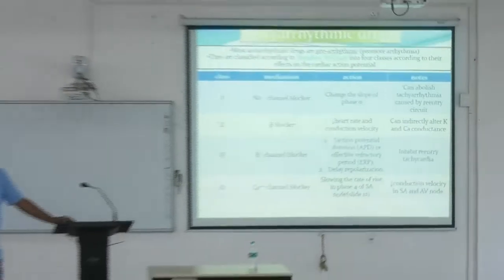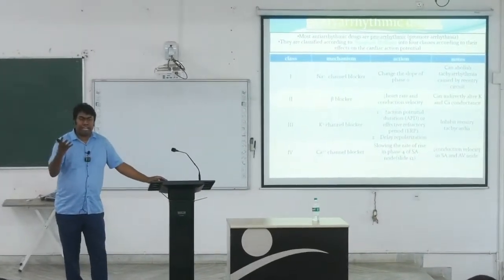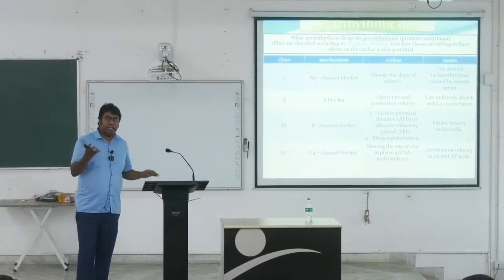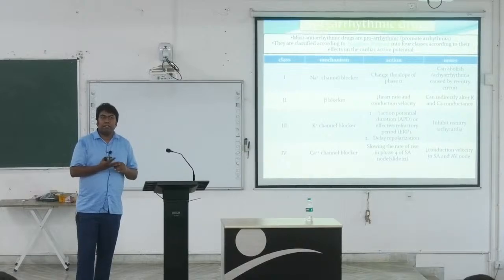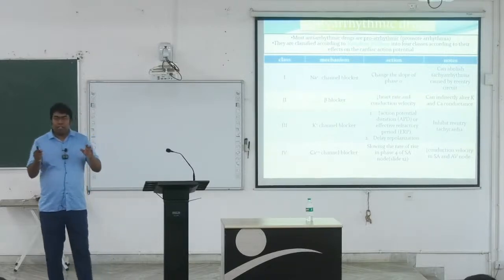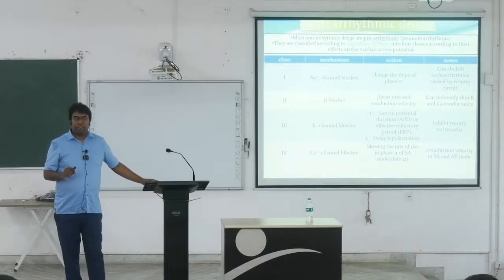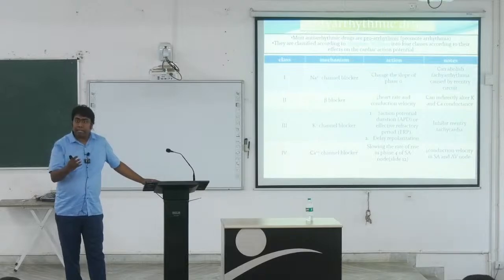Now name some calcium channel blockers. What are the different calcium channel blockers? Amlodipine, verapamil, and diltiazem. Among these three, which one should have an antiarrhythmic effect? Verapamil or diltiazem. Nifedipine doesn't have it; it acts peripherally.